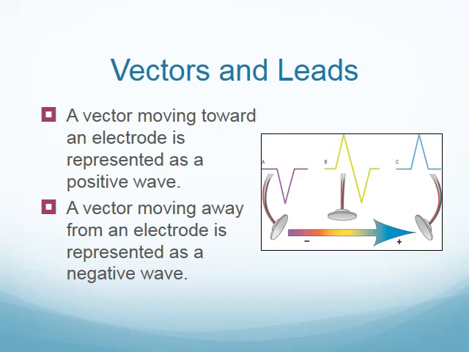So if we have a vector of electricity that's moving towards an electrode, or a single patch on somebody, that's going to be deflected as a positive wave. Likewise, if we have electricity that's moving away from an electrode, it's going to be represented as a negative wave on our EKG. And if we have electricity that's running perpendicular to our electrode, then it's going to deflect as an isoelectric or equiphasic wave that runs up and down the same distance.